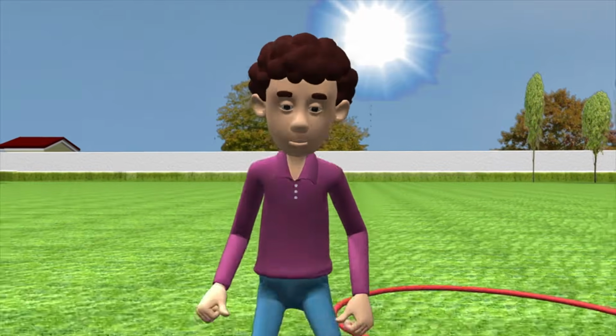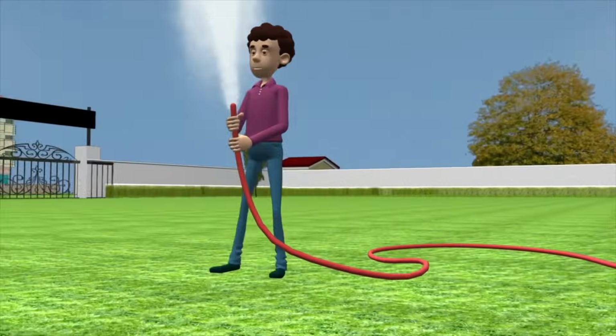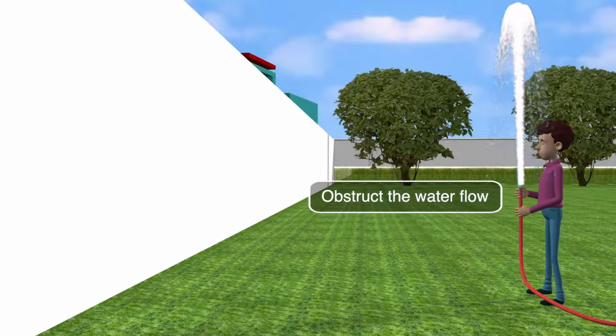Procedure: to produce an artificial rainbow, select a wall on which sun rays fall. Then stand facing towards it by holding a water pipe. Obstruct the water flow from the water pipe by using thumb.